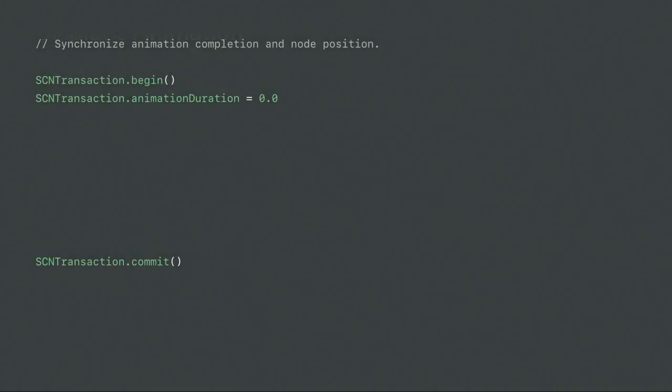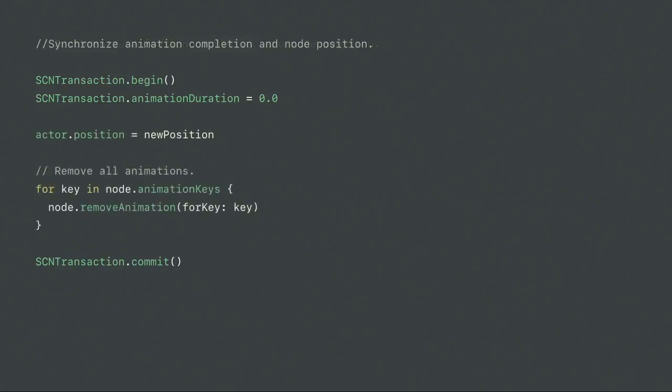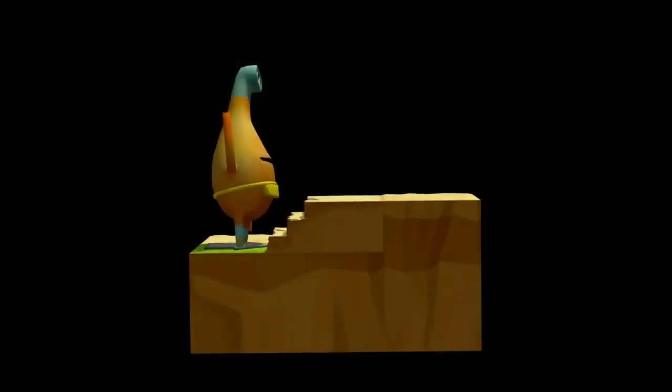You set up the transaction with the begin and commit calls. And in our case, we want an animation duration of 0 because we need it to happen in the exact same frame. We move the character to the new position, and we remove the animations, making Byte ready for the next round of animations. So let's see this in action.